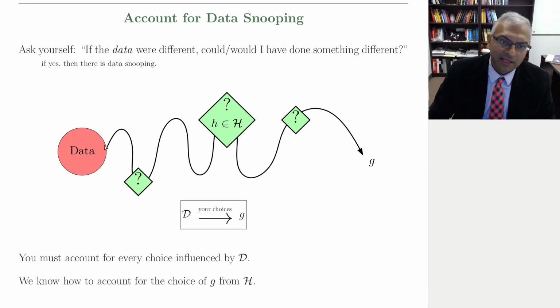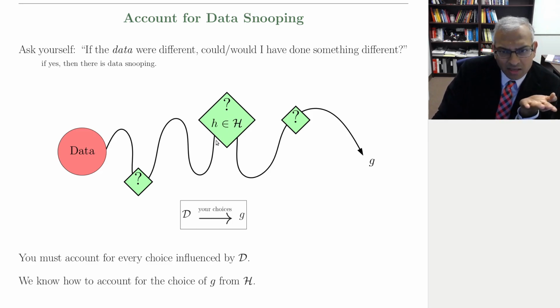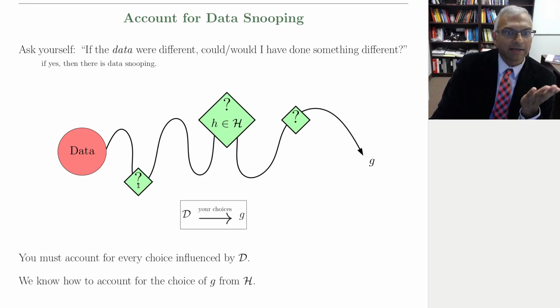You start with data, and there's some path, some workflow you take until you get to the final hypothesis. And during this workflow, I've put in these green boxes, choices that you might make. Choice one based on the data, choice two based on the data, choice three based on the data, and so on. So at a high level, you have your data set, and then you make choices, and that leads to your final hypothesis G. Now the most fundamental of choices you make using your data set is to select a hypothesis from your hypothesis set H. That's the most fundamental choice. We can't really avoid that. But imagine if one of these green boxes was, choose your hypothesis set H. Now that's a humongous choice you're making.